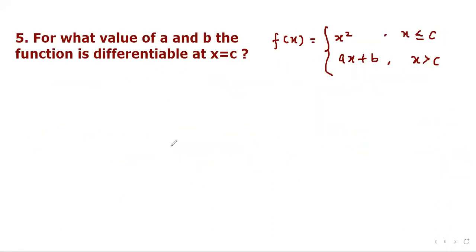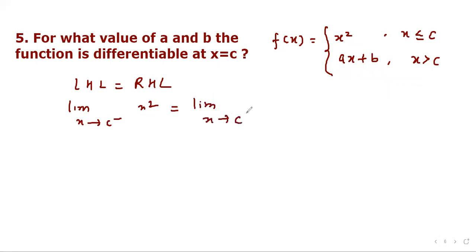Consider next question. For what value of a and b the function is differentiable at x equal to c? Since function is differentiable, it must be continuous. So we can say left hand limit must be equal to right hand limit. That is limit x tends to c minus, and then function will be x², must be equal to limit x tends to c plus, and then function will be ax plus b. So that will give c² equal to ac plus b. Suppose this is equation 1.